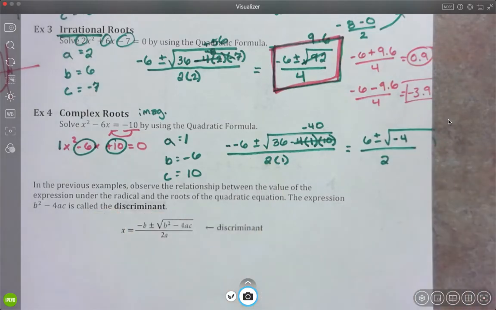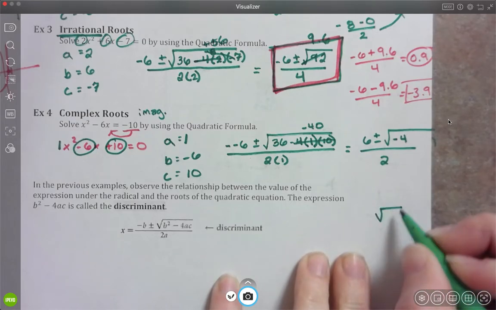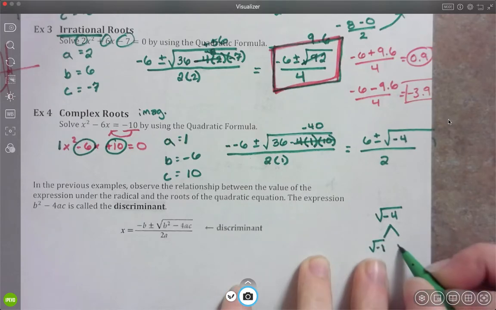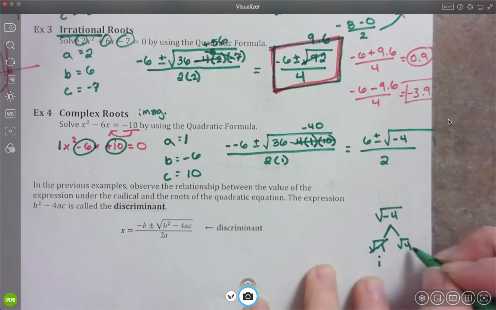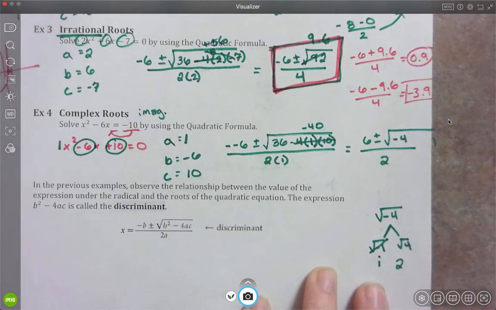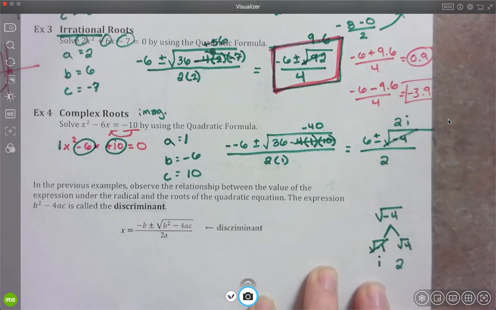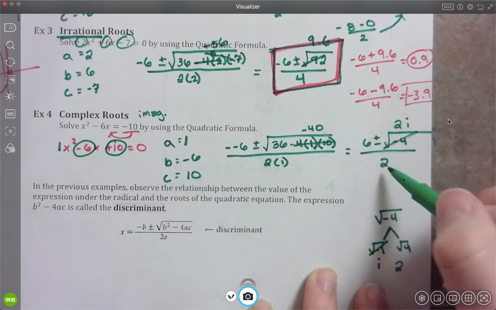Now, the square root of negative 4 is a negative number, and we can't take square roots of negative numbers. But you might remember from when we did complex numbers, the square root of negative 4 is the square root of negative 1 times the square root of 4. The square root of negative 1 is i, and the square root of 4 is 2. So really this is 2i. So we have 6 plus and minus 2i, all divided by 2.